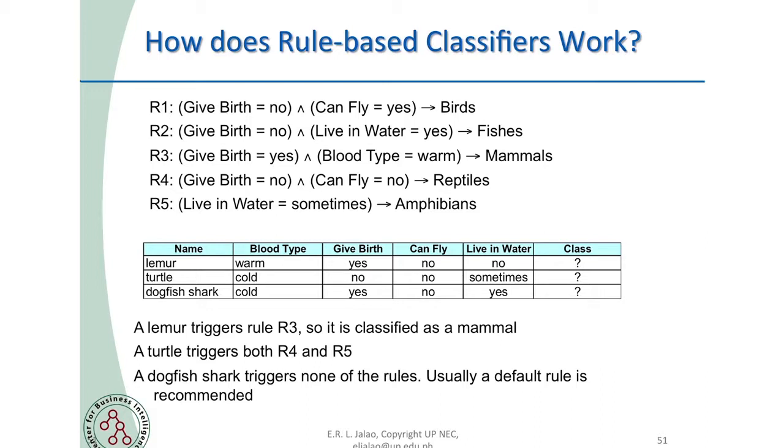Now, a dogfish shark triggers none of the rules. Usually, a default rule is recommended. Hence, it is not an exhaustive rule. Okay, so again, this shows that it has a problem with mutual exclusiveness and exhaustiveness.